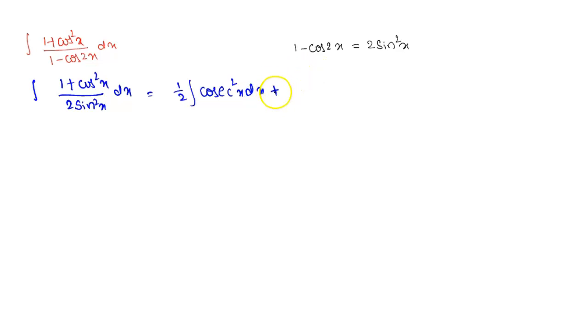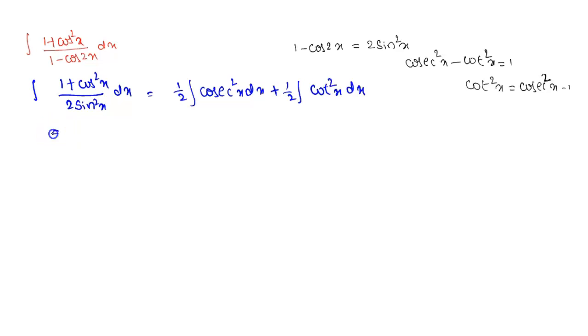Next, plus 1 by 2 integral of cos square by sin square, which goes to cot square x dx. Here by the trigonometric identity, we have cosecant square x minus cot square x is equal to 1. So cot square x is replaced with cosecant square x minus 1. I am replacing that only.